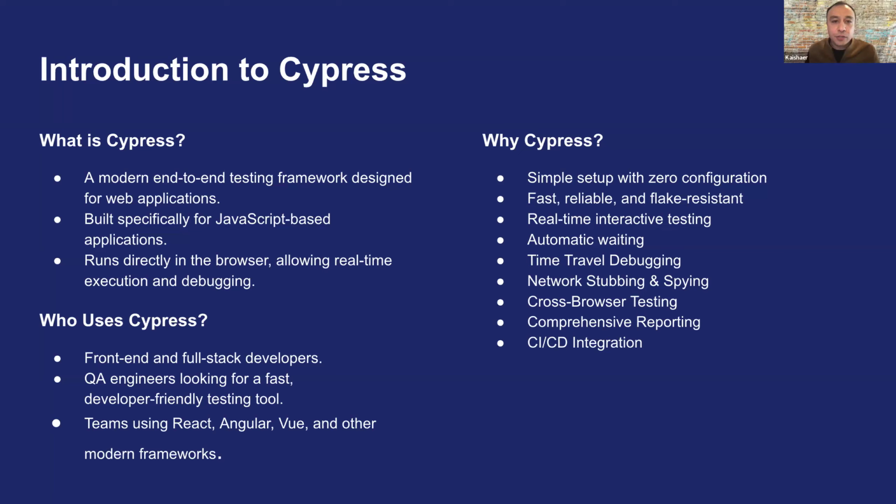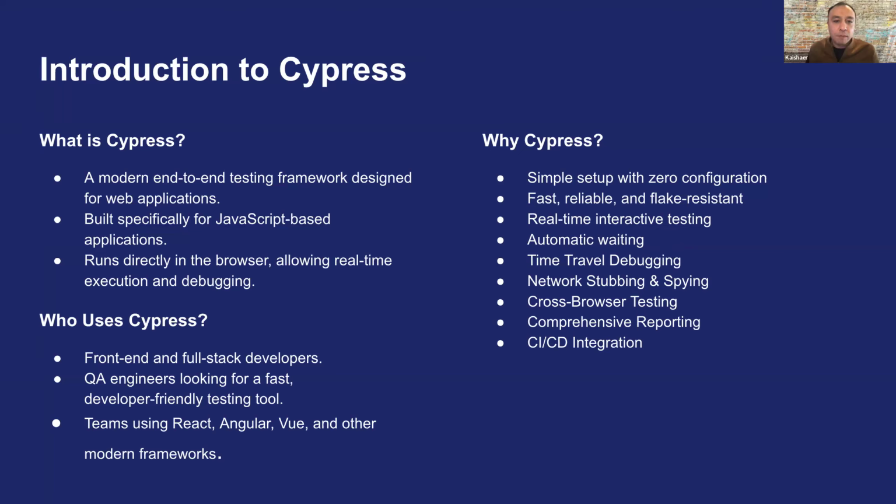But here's where Cypress really shines: real-time interactive testing. So you don't have to guess what went wrong. Cypress shows you exactly what's happening as your test runs, making debugging so much easier. Another significant advantage is automatic waiting. Cypress intelligently waits for elements to appear before interacting with them. So no more adding manual delays like setTimeout.